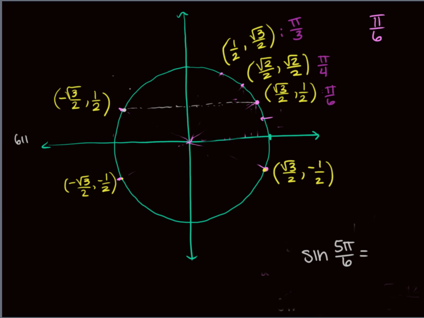So what is my y value? What is the y value for that point right there? It is 1/2, so it should be 1/2. What about the sine of 7 pi over 6? That's 1 pi over 6 away from 6 pi over 6. So that's going to be this guy right here. So that's going to be a negative 1/2. And I could do cosine also. I'm just doing sine for right now.